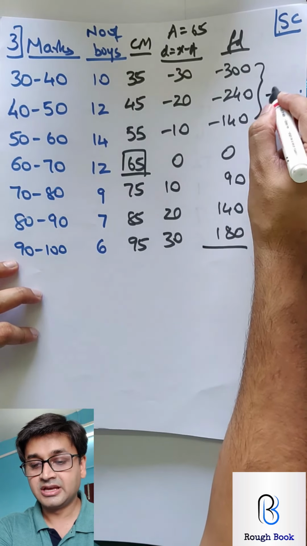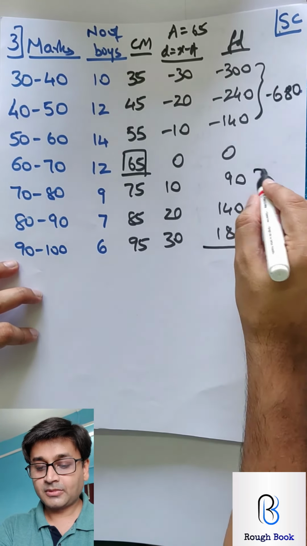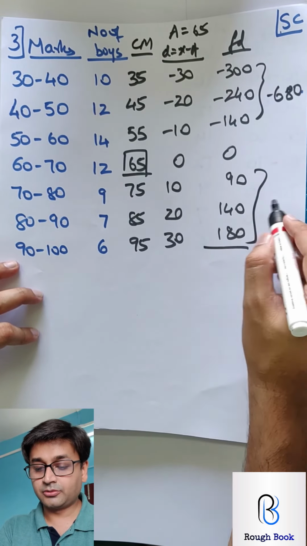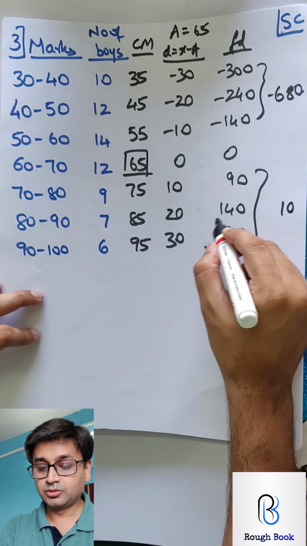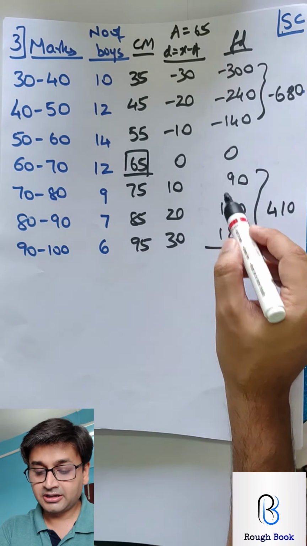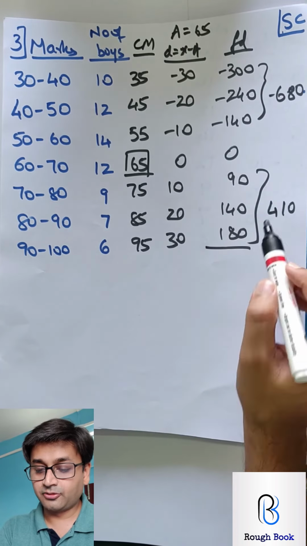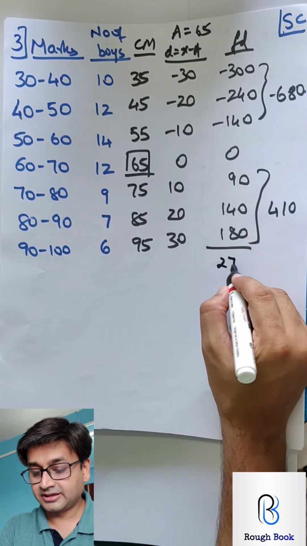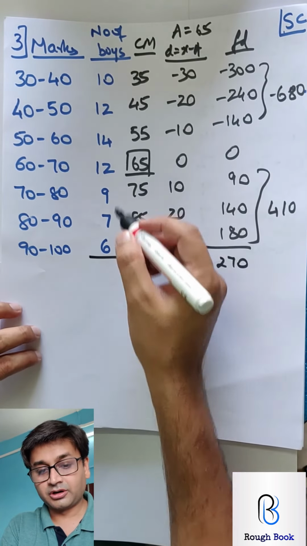3, 4, 5, 6, negative 6, 80. And here 9, 17, 21. So 2, 3, 4, 410. Am I right? 100, 200, 320, 410. Correct. What are the differences? 270 negative. Here, what are the totals?